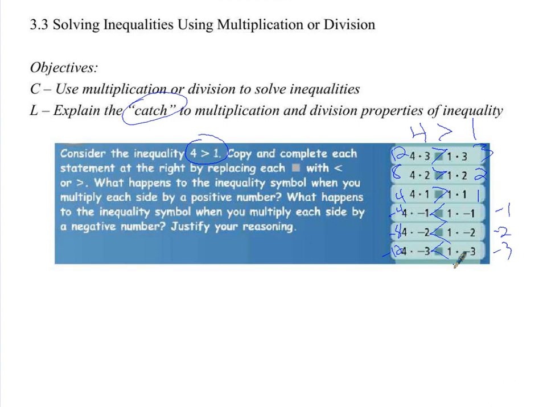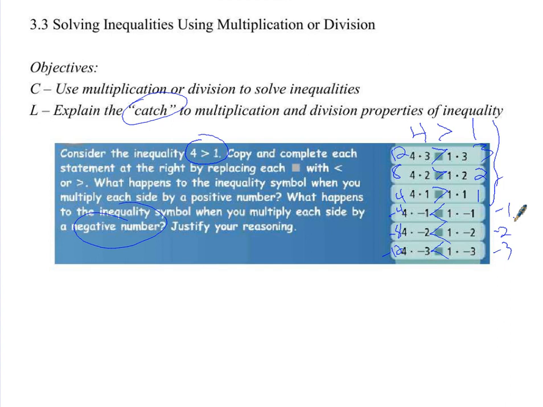So, to answer the question here, what happens to the inequality symbol when you multiply each side by a positive number? That's this part right here. If I'm multiplying by a positive number, what happens to the inequality symbol? It doesn't change. It stays the same. What happens to the inequality symbol when you multiply each side by a negative number? It flips. It was greater than, it's now less than. That's just by looking at this table.